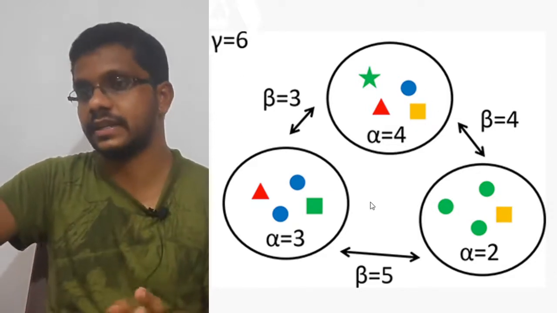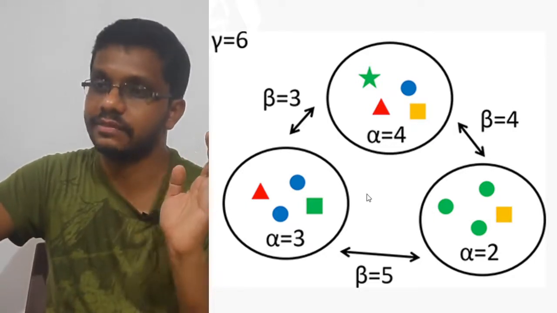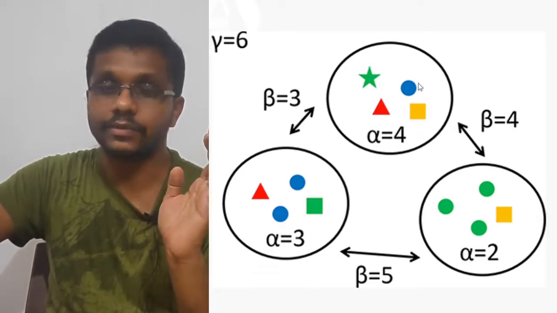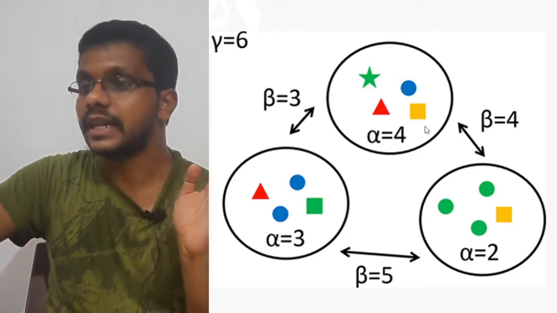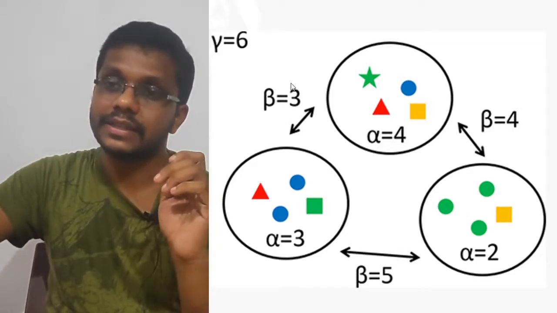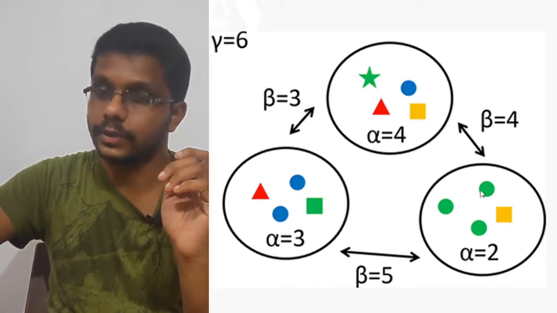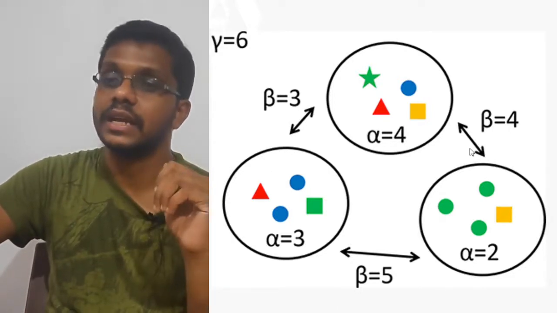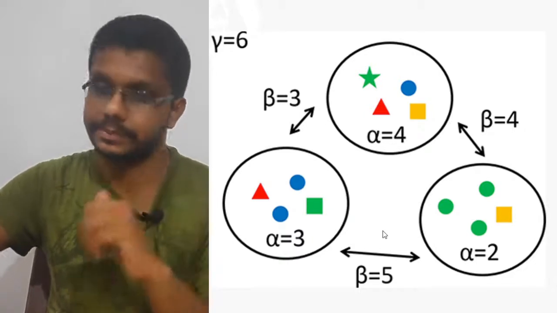So I hope you understand these 3 diversities. Alpha diversity is the number of different individuals in a community. Beta diversity is the number of unique individuals between two communities, and the gamma diversity is the total number of unique species or different species in an ecosystem or a landscape.